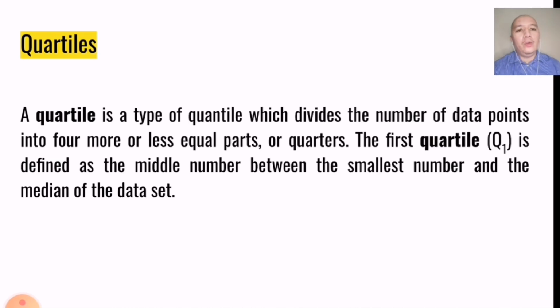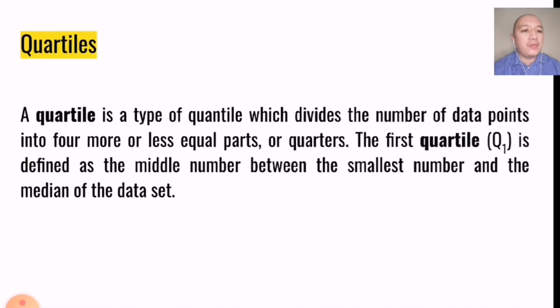Okay? Now, going to quartiles, it is a type of quantile which divides the number of data points into 4 more or less equal parts or quarters. So, nakikita ninyo, no? The prefix defines the term. So, decile is 10. And then percentile is 100. And then quartiles would be for 4 parts, no?